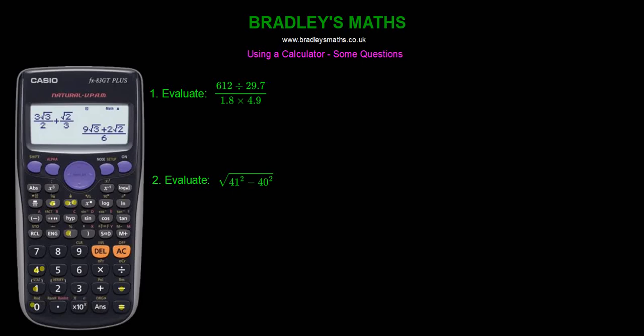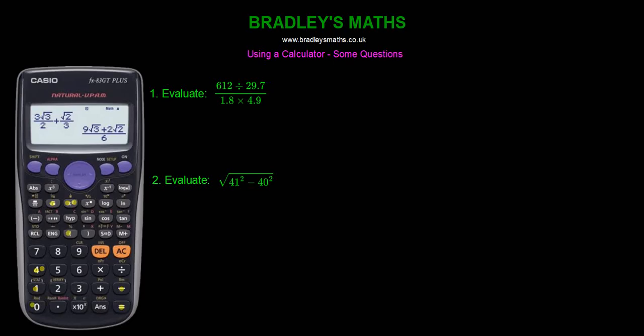Okay. So you're probably back by now. What I'm going to do is have a look at this one. Number one: 612 divided by 29.7 over 1.8 times 4.9. The first thing we do with these is estimate.